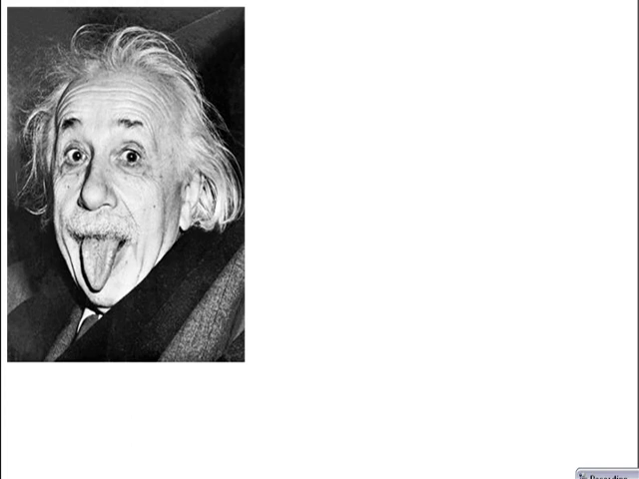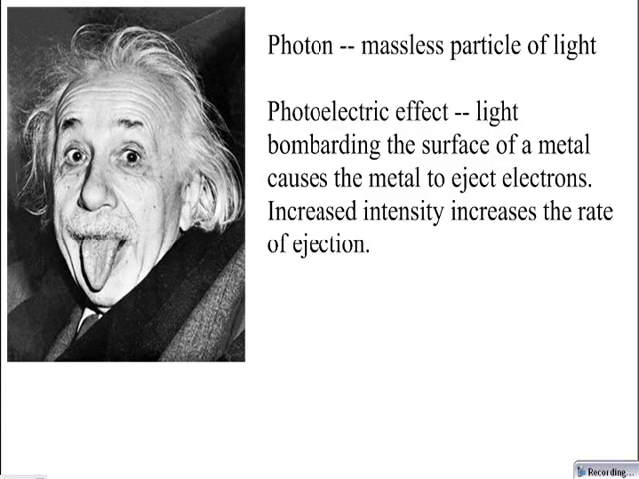Now, I'm assuming you all know this guy, or if you don't, you can figure it out pretty quickly. This is Einstein. And Einstein said that all electromagnetic radiation was quantized. Him and Planck, he liked Planck's work a lot. He said that you could view electromagnetic radiation as a stream of particles, and he called these particles photons, which are massless particles of light.